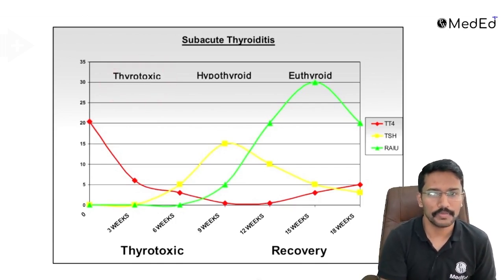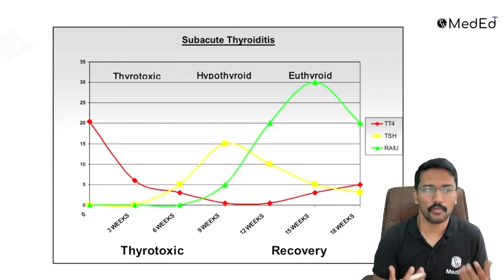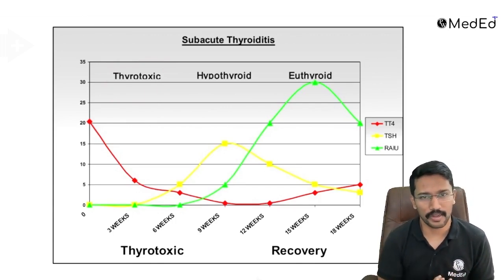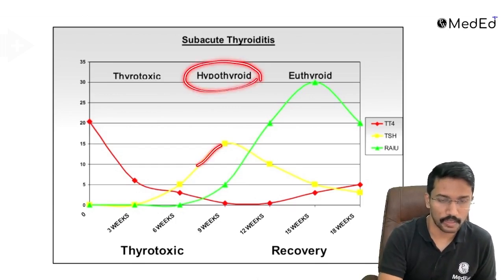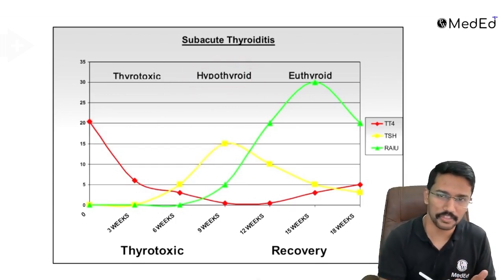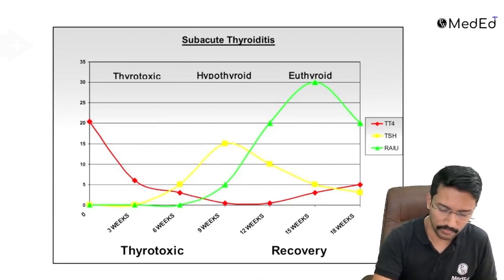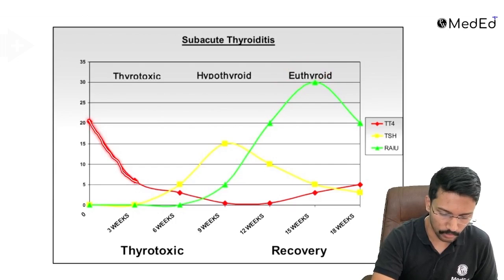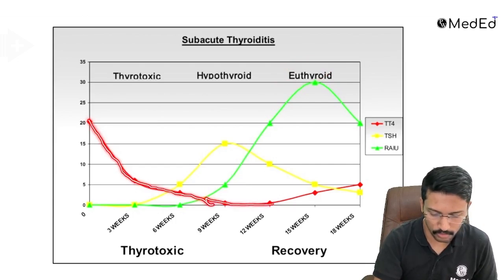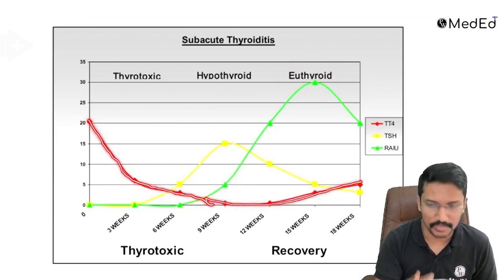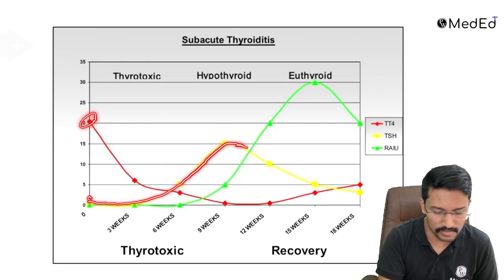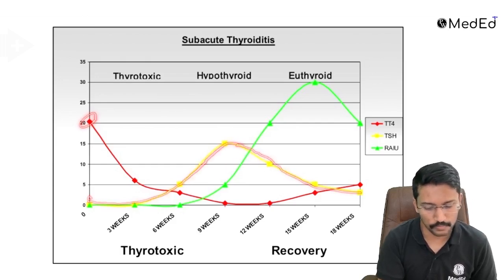After that, once the stored hormone has all leaked out, the cells are not active because they are under the inflammatory attack. Because of that, they enter a phase of hypothyroidism. But slowly the cells will regenerate and start functioning, so you will develop the euthyroid phase again. The T4 will be very high in the thyrotoxic phase, goes low during the hypothyroid phase, then starts returning to normalcy. TSH follows the opposite direction: once the T4 is high, TSH will be suppressed in the thyrotoxic phase. In the hypothyroid phase it increases, and in the euthyroid phase it returns to normalcy.